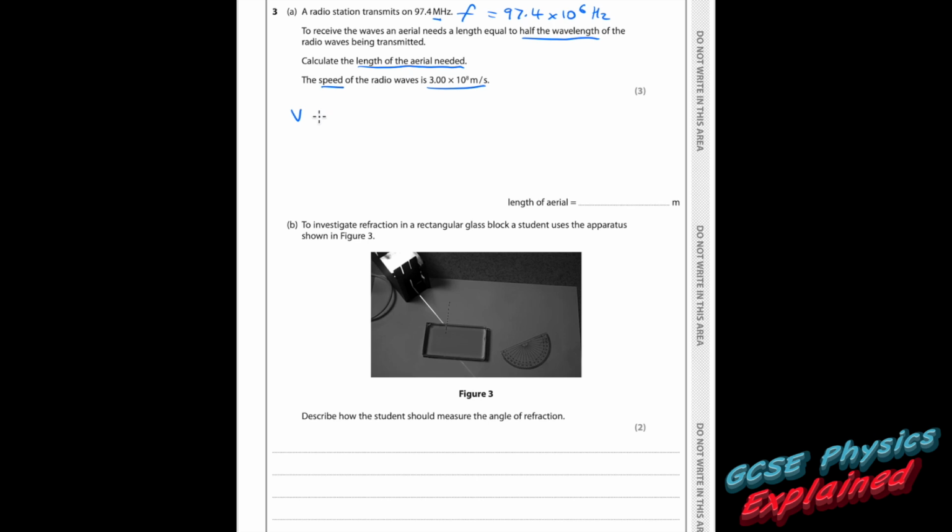Right, so we've got speed of a wave is your frequency times by the wavelength. So therefore the wavelength is going to be the speed divided by the frequency. So if we put the speed in, divided by the frequency, that'll tell us the wavelength, and that comes out as 3.08 meters. Now remember, the aerial needs to be half of the wavelength. So if we do 3.08 divided by 2, that'll tell us the length of the aerial needed. So that's 1.54 meters.